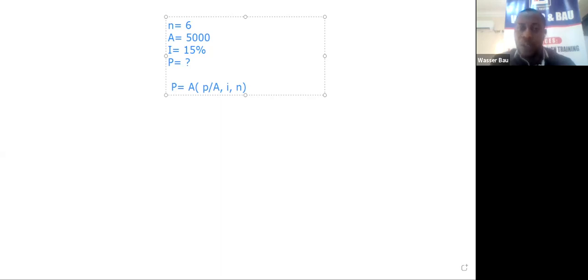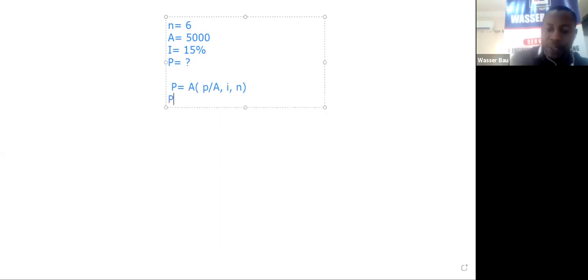So the present worth P is equal to, what is A? A is 5,000, multiplied by a factor from the table. When we go to the table, we look at where I is 15% and N is 6 years. So if I go to the interest table now, first of all, I scroll to where the interest is 15%. That's where I am now.